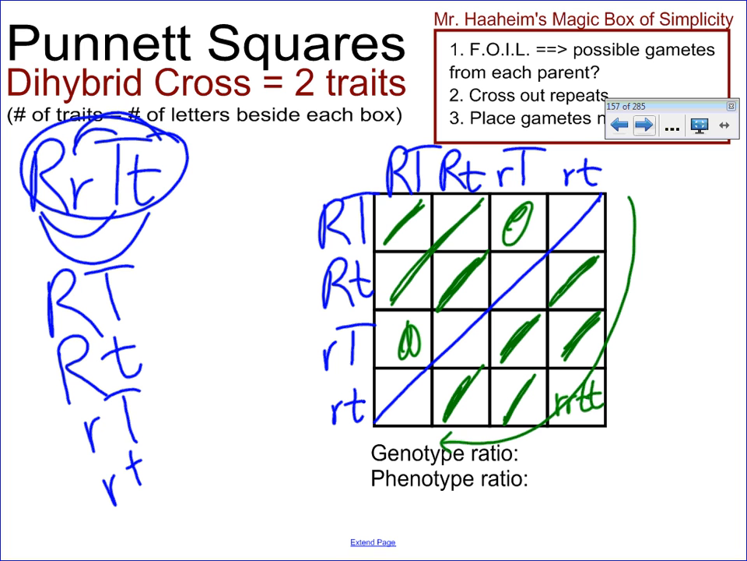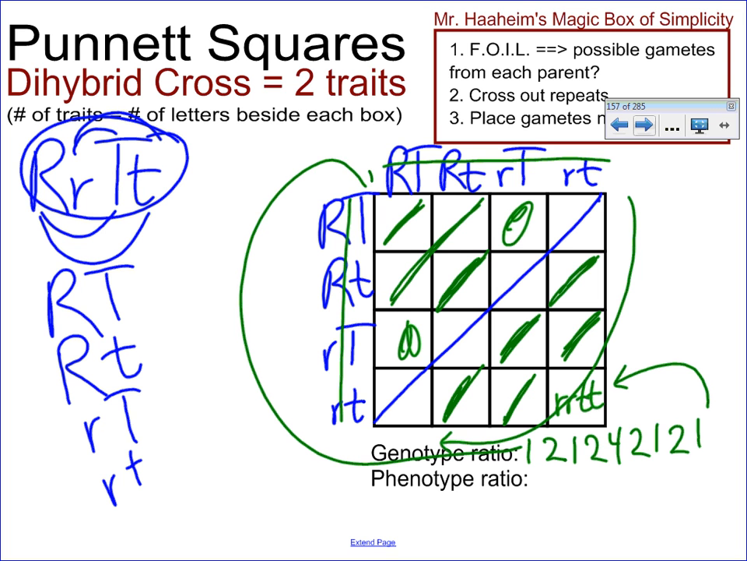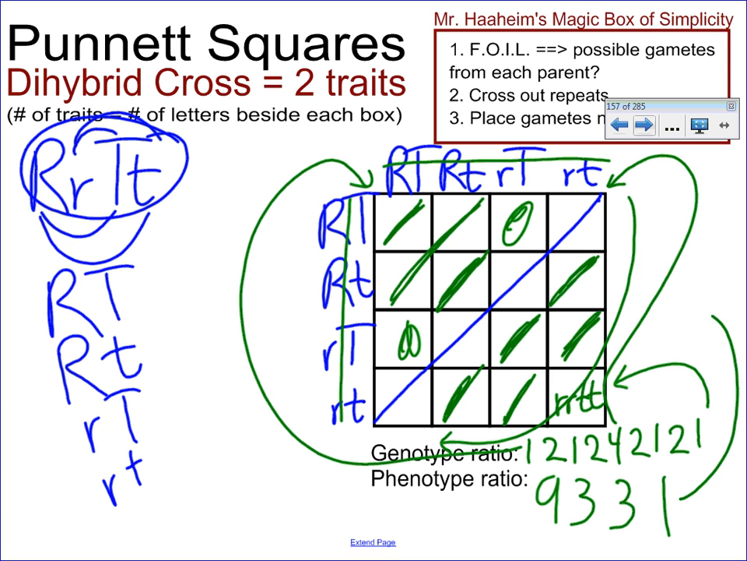This is going to give you, if you do have to do a full Punnett grid that is a 4 by 4, a very typical genotype ratio of 1, 2, 1, 2, 4, 2, 1, 2, 1. The first one and the last one can be found right here, and the 4 would be this entire row of heterozygotes. The phenotype ratio is going to be 9 that are dominant for both traits, 3 that are dominant for one but not the other, 3 more that are dominant for the opposite, and 1 that is recessive for both traits.